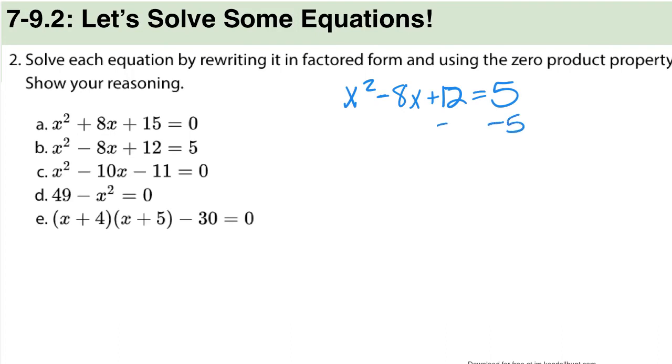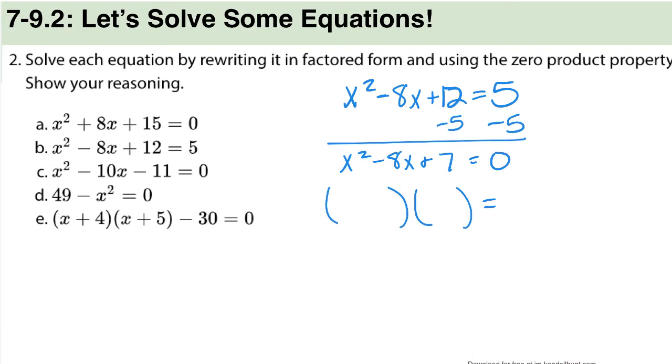In B, I noticed that the equation is not equal to 0. So first thing I'm going to do is subtract 5 from both sides so that my equation is equal to 0. And then I'm going to set up my parentheses to factor. I know I need to multiply to get 7, so that'd be 1 and 7. I need to add to get -8, so that would be -7 and -1. And so I see my solutions are x equals 7 and 1.